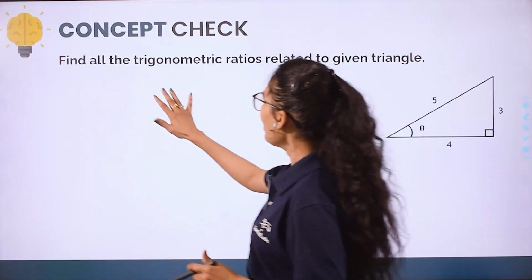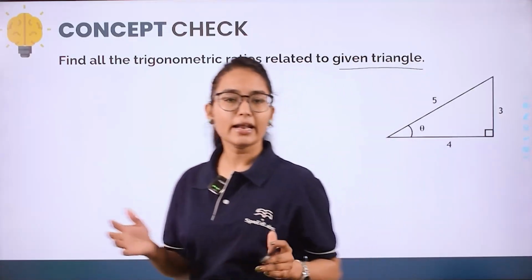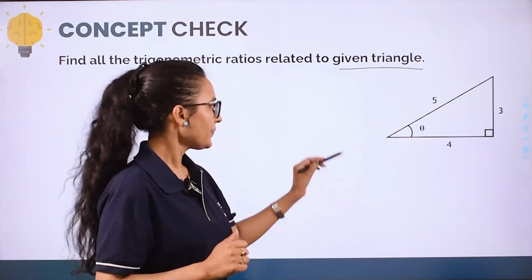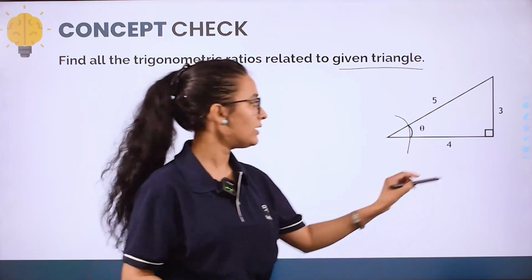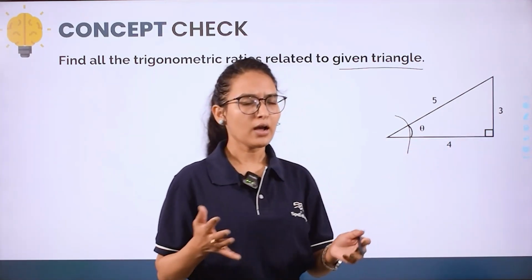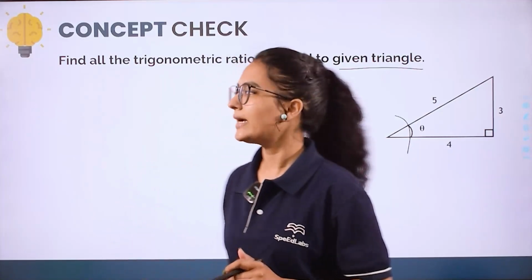Okay, find all the trigonometric ratios related to the given triangle. Now see here, there is a right angle triangle given to us. And this is your angle of reference. Now, if angle of reference is given, 90-degree angle is given, can't we decide the sides of the triangle? We can decide. Okay, so let's write the sides here.